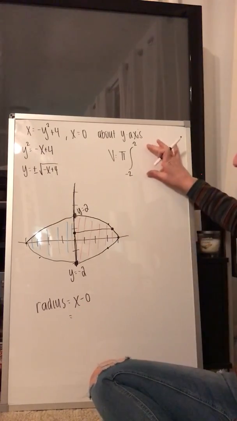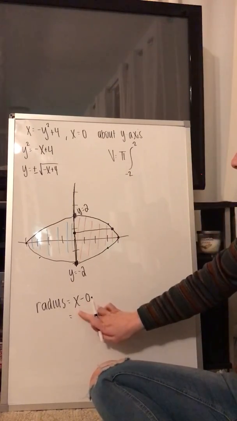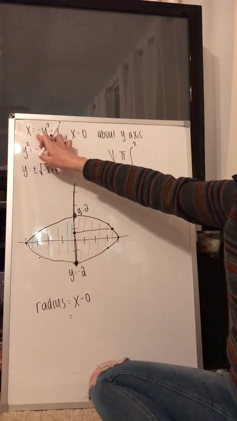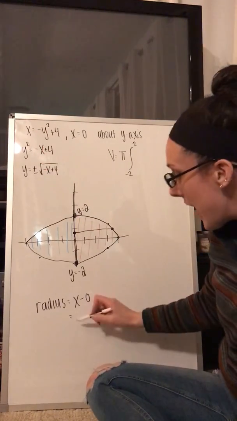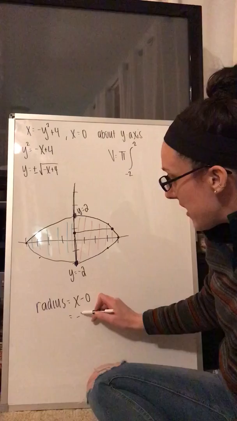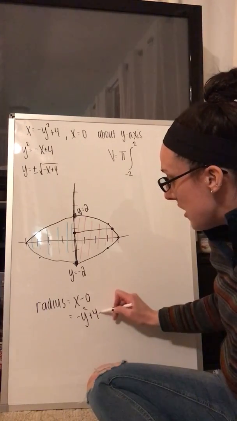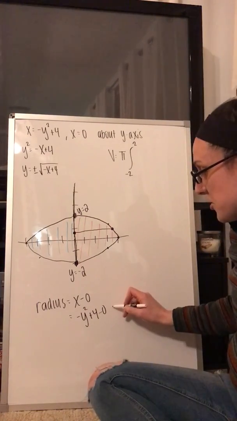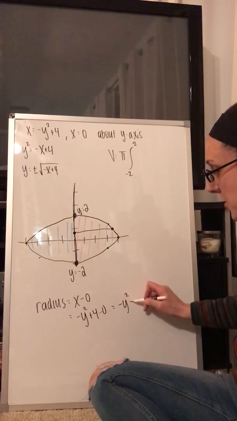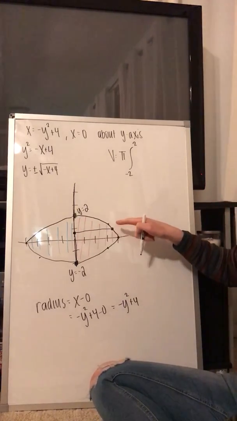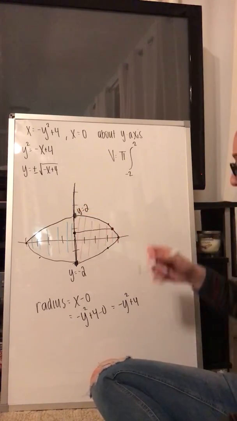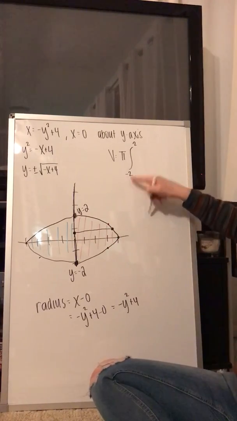But remember that in order to integrate in terms of y, we need to know what x is. Up here, I was given this equation in terms of x. So I know that the x value here is represented by negative y squared plus 4 minus 0, which is really just telling me that my radius is negative y squared plus 4, which, again, is really the curve itself. So I'm going to be integrating from negative 2 to 2.